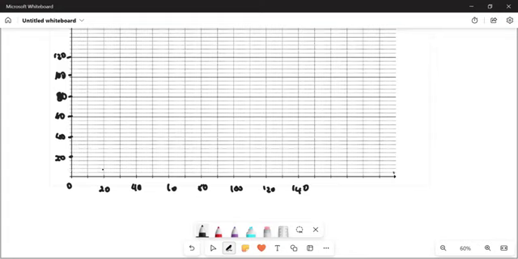20 goes with 16. 6, yeah, here is 6. Okay, 40 goes with? It goes with 16. 4, 8, 12, 16. Okay. And then 60 goes with?